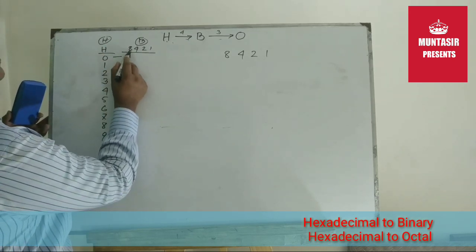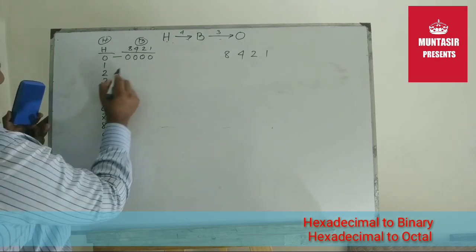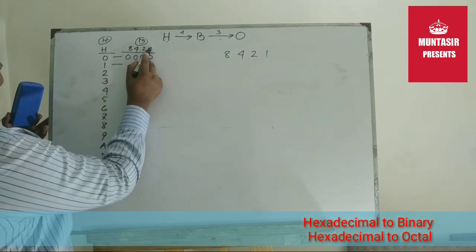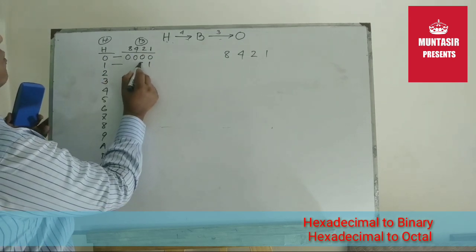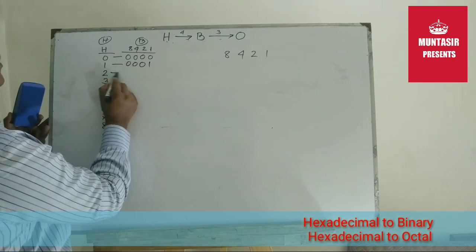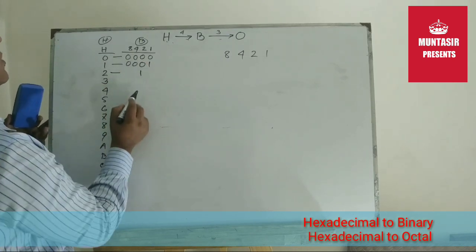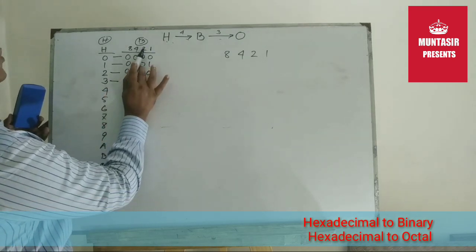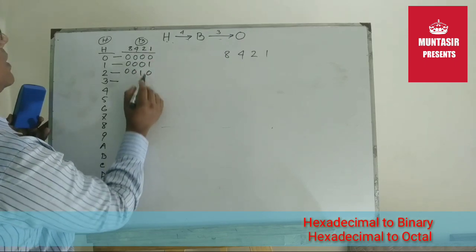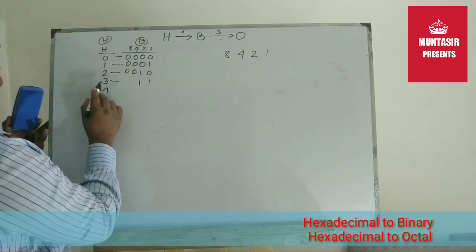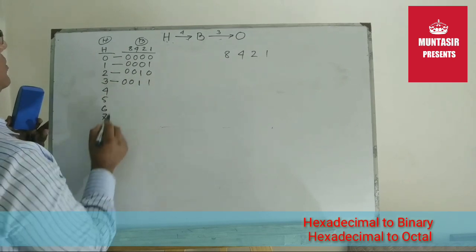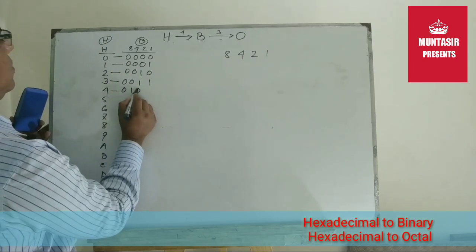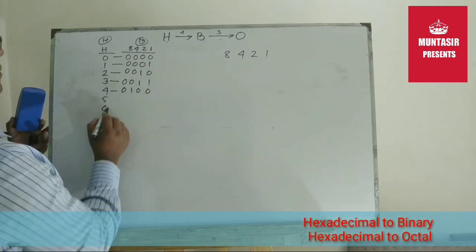For 0, nothing, all 0. For 1, we use only 1 and put 0 for the others. For 2, we use 2 and the others will be 0. For 3, 2 and 1 make 3, so the others will be 0. For 4, we use 4 and put 0 for the others.